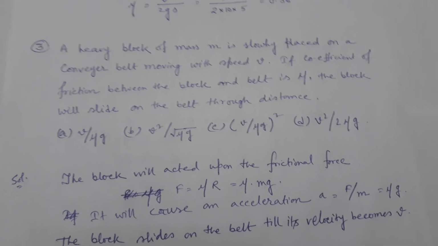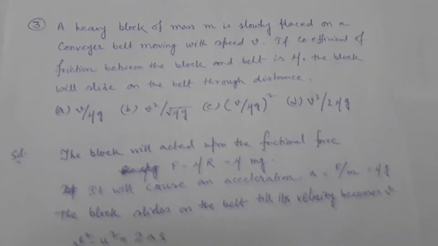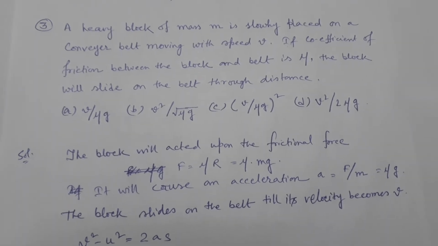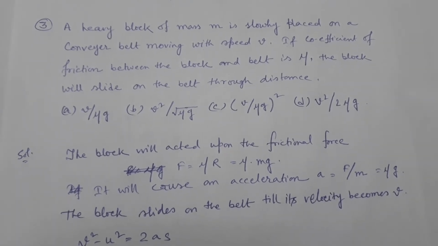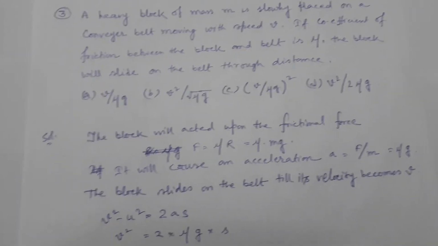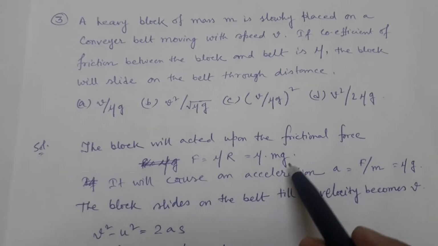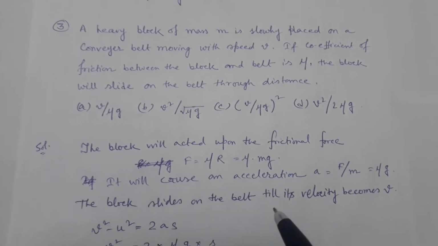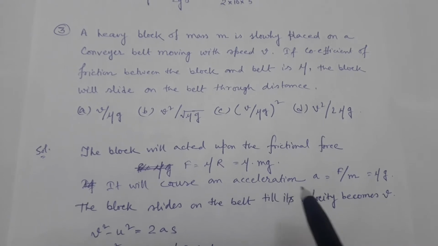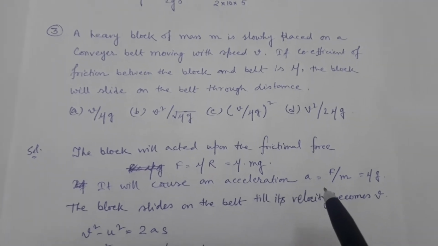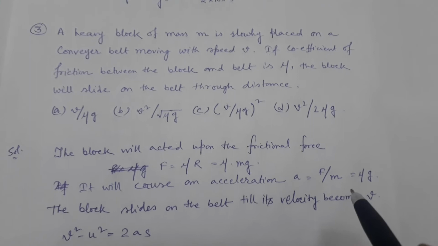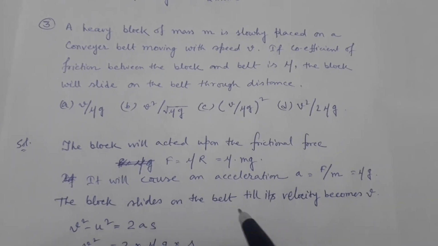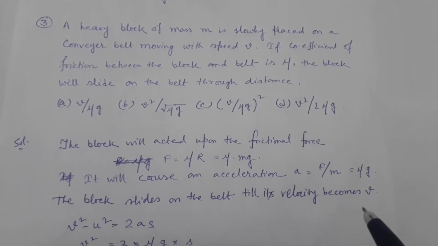The block will be acted upon by the frictional force, that is F equal to mu into R, and in place of R I'm writing mg. So it will cause an acceleration, a, equal to F by m, that is mu into g. The block slides on the belt till its velocity becomes small v.